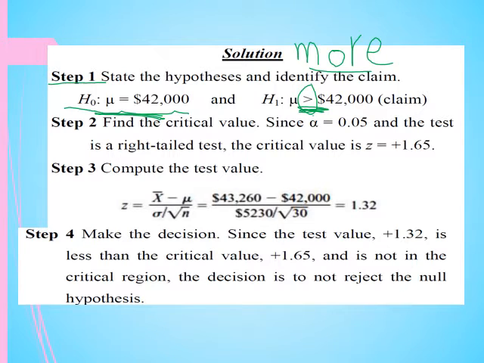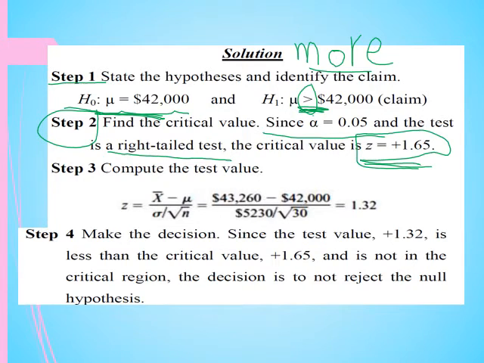Let's move now to step 2, which is finding the critical value. We have a level of significance 0.05 and it's a right tail test because it's a greater than sign, and we get it from the table, and we will find that z equals 1.65.